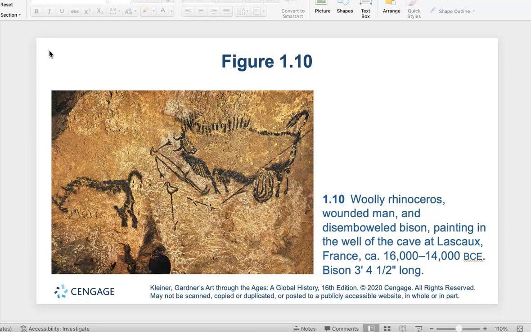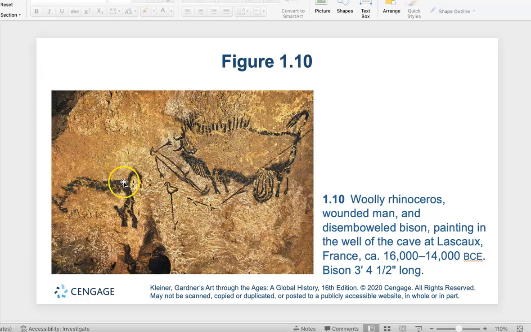We are looking at, or maybe I didn't say it, this image: woolly rhinoceros, wounded man, and disemboweled bison, painting in the well of the cave at Lascaux, France, 16,000 to 14,000 BCE. The bison is 3 feet and 4.5 inches long. Again, this is possibly the first narrative work of art in history.